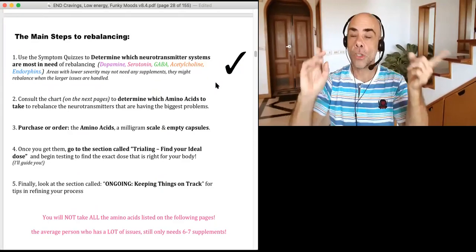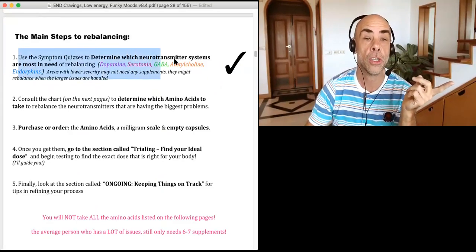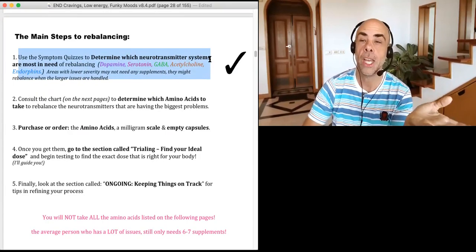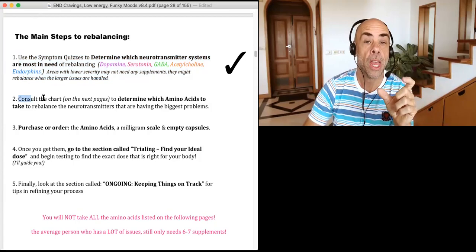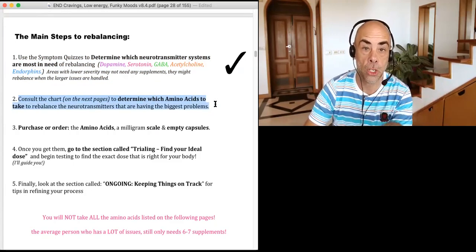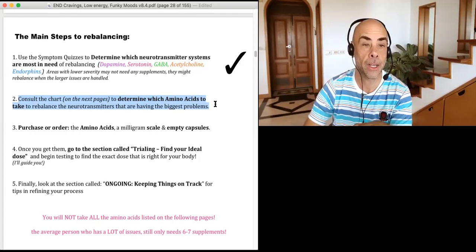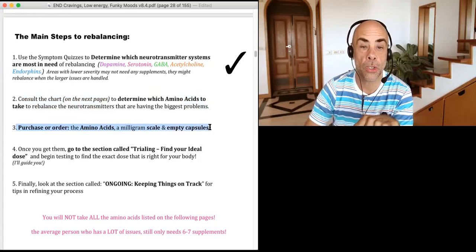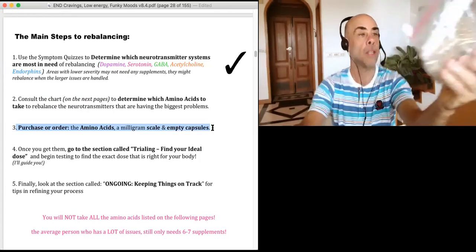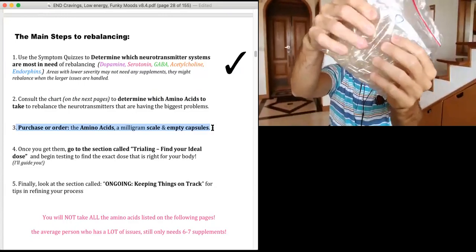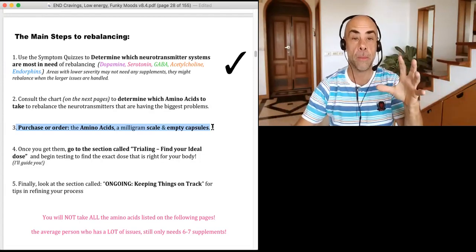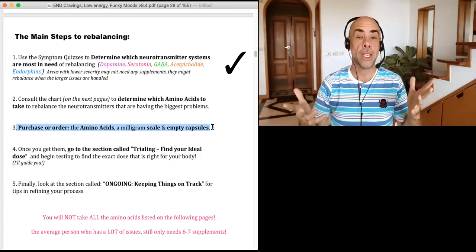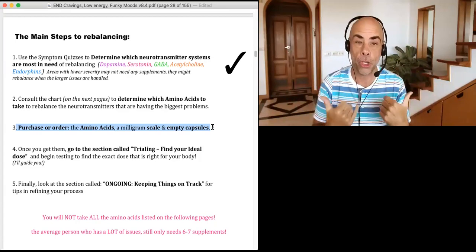So here's the solution to this. Here are the main steps. The first one is to use the quizzes to figure out what's going on and which categories you need to work on or choose to work on. The next step is to consult the charts on the next pages to determine what amino acids to take. And the third step is to purchase or order the amino acids, a scale, and empty capsules. They're just the clear little gel caps that you put the powder in, because most capsules have way too much powder in them. It's an overdose, so it won't work for you.